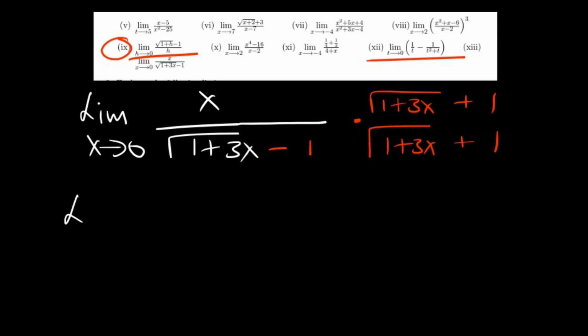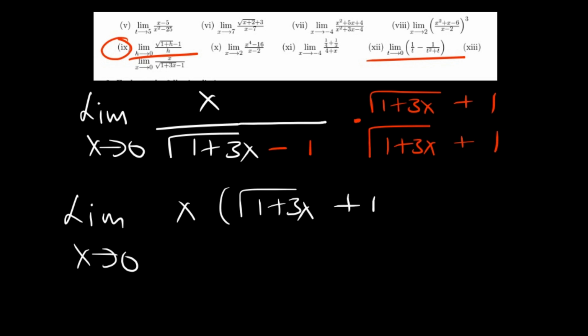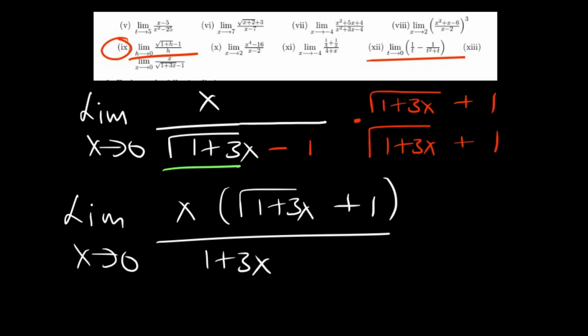So what you're going to remain with, by the way, feel free to pause the video and try this one out on your own. So the numerator, you're going to remain with x multiplied by root of 1 plus 3x and then plus a 1. Denominator, you're going to have 1 plus 3x, since when you multiply the like parts, the square root will go. And then negative 1 times 1 is just going to be minus 1. Right?